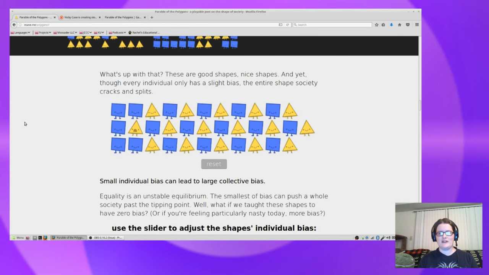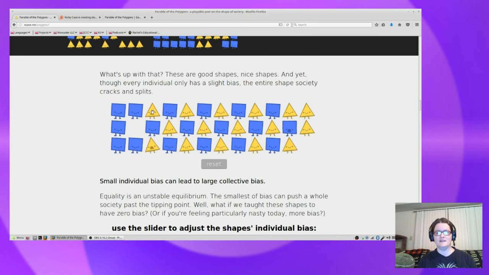So what's up with that? These are good shapes, nice shapes, and yet, though every individual only has a slight bias, the entire shape society cracks and splits. So see, we can start with just one little shape that's unhappy, and the only place I can move it is over here, but once I do that, then these two shapes are unhappy, and this guy is unhappy.